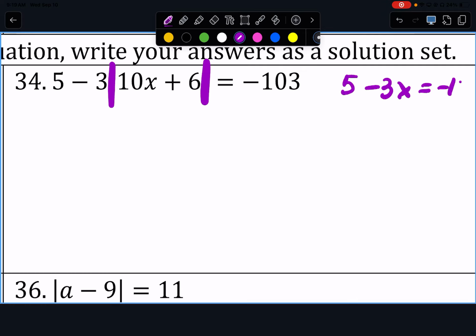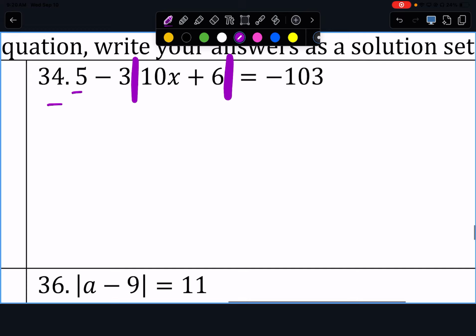Not add 5, but subtract 5. That is the same thing we would do in this case. So we're going to subtract 5 on both sides, and we get negative 3 times the absolute value of 10x plus 6 is equal to, what is negative 103? Negative 108.